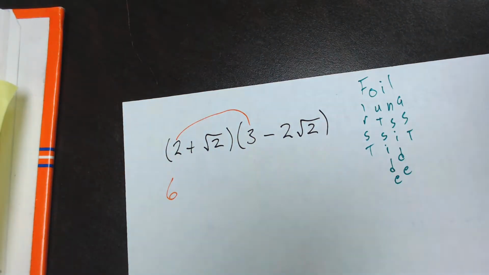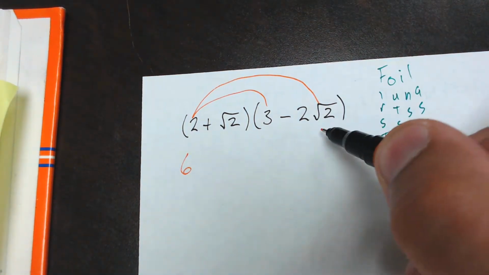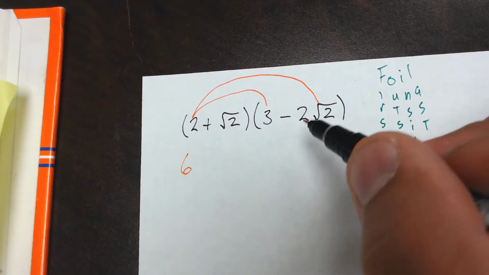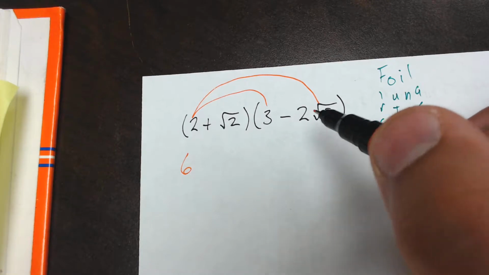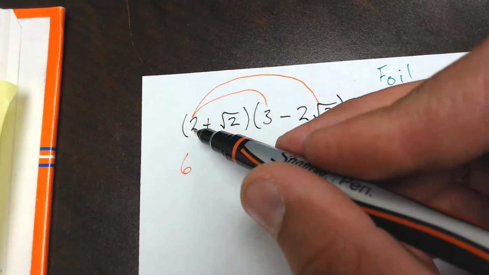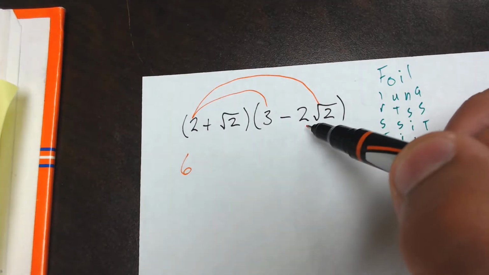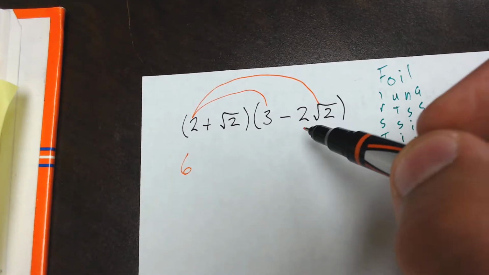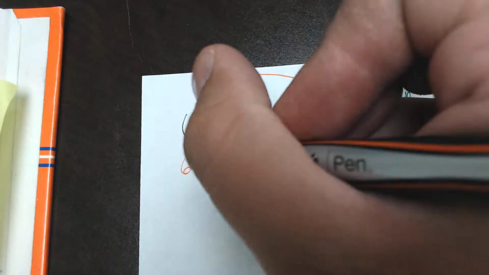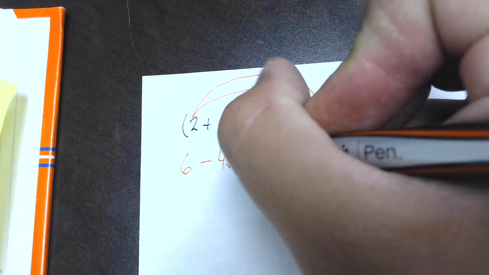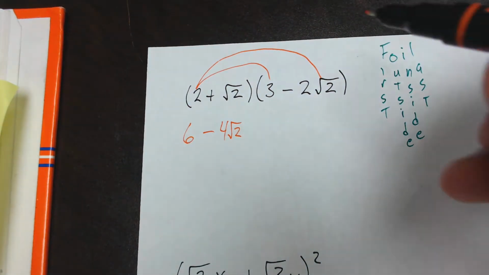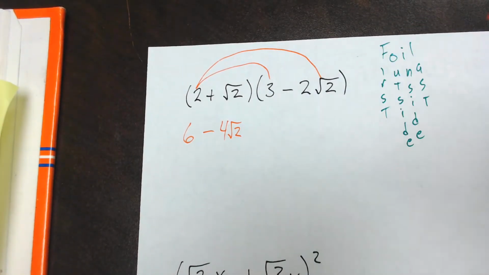2 times 3, that's pretty easy. We're going to get 6. Now let's do the outside times the outside. 2 times negative 2 root 2. When we have a radical and a whole number being multiplied by a whole number, we just multiply the whole numbers. So we take 2 times negative 2, which gives negative 4, and then we put the radical on the end. So it's minus 4 times the square root of 2. We just multiply what we can, and we leave the radical on the end.